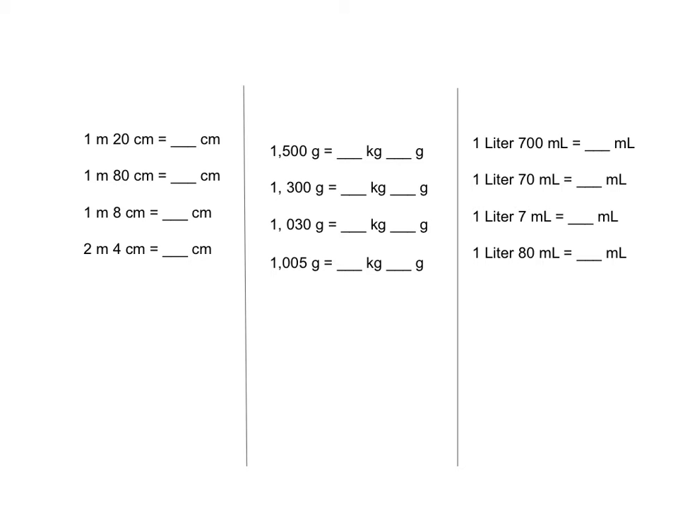All right, 1 meter 20 centimeters is how many centimeters? Well, 1 meter is 100 centimeters, so 120. 1 meter 80 centimeters, 180 centimeters. 1 meter 8 centimeters, slight difference here. 2 meters 4 centimeters, 204. All right, we start with 1,500 grams is how many kilograms and how many grams? Well, 1 kilogram is 1,000, so we can break this into 1 kilogram and 500 grams.